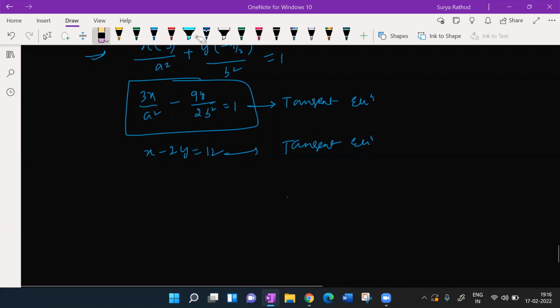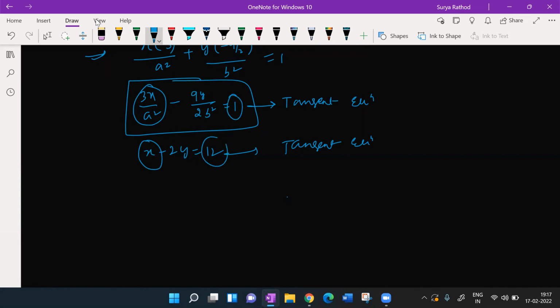Yes. Tell me, children, look at this here. This is also a tangent equation. Can I compare their coefficients? How can I compare their coefficients? Tell me. Beta, look at it. This is 3x by a square. Here I have x, but here I have 1, here I have 12. Then how can I compare that? We can't compare if I have it like this.